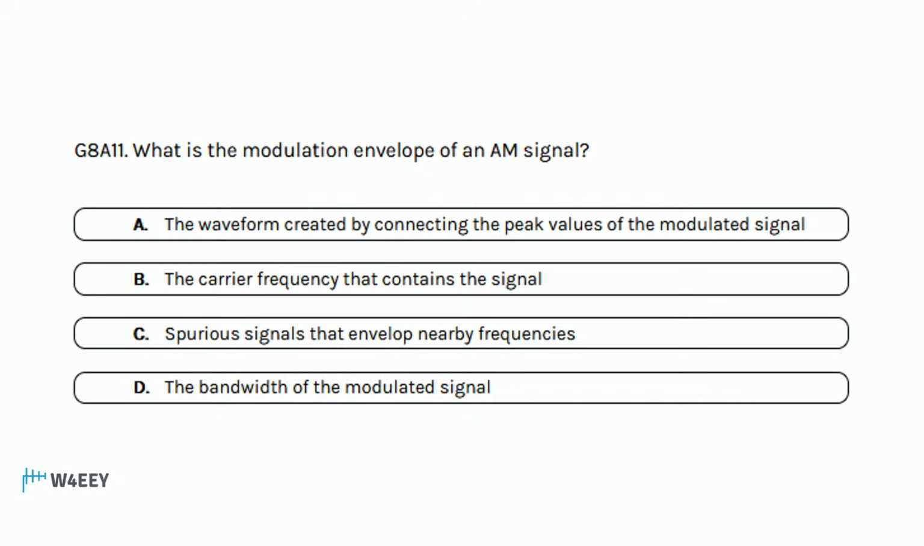And what is the modulation envelope of an AM signal? Alpha. And the modulation envelope is something you would see on an oscilloscope display. It's a waveform created by connecting the peak values of the modulated signals, modulating and the carrier.